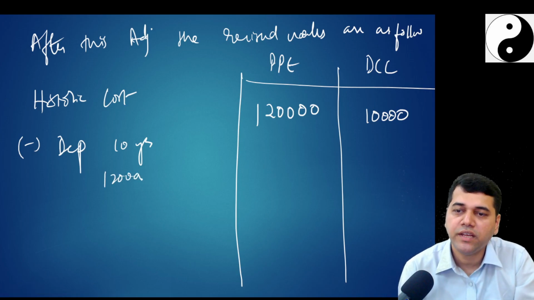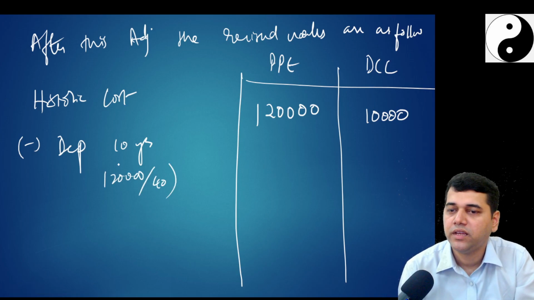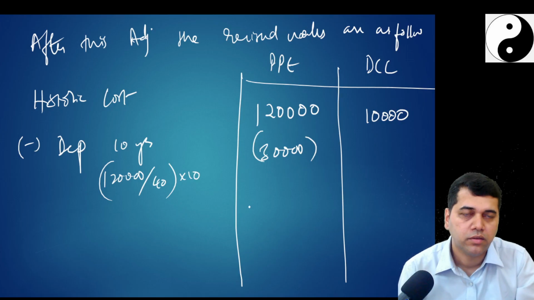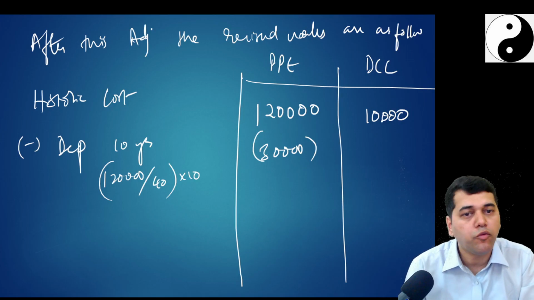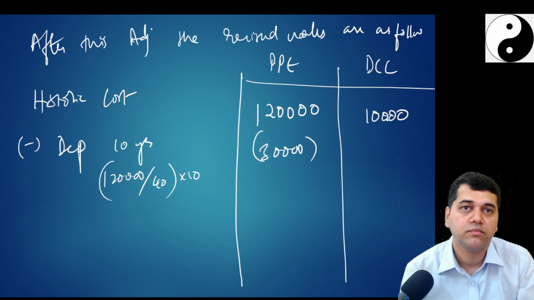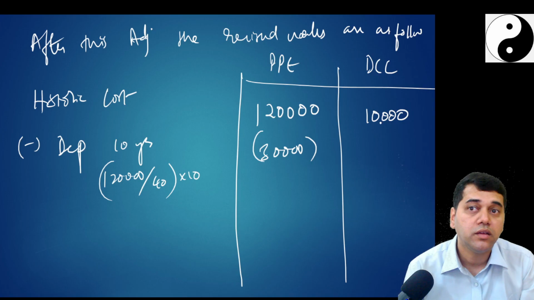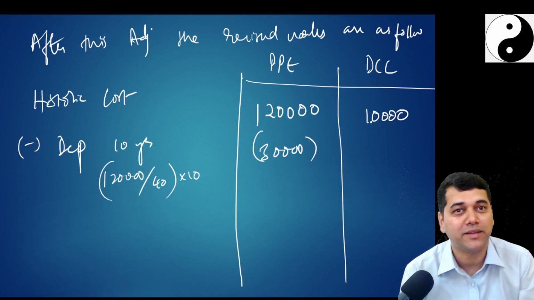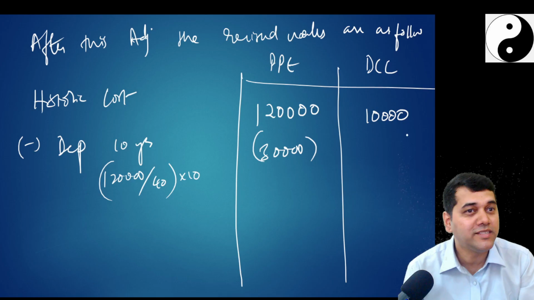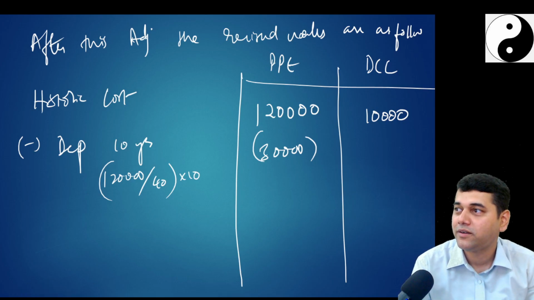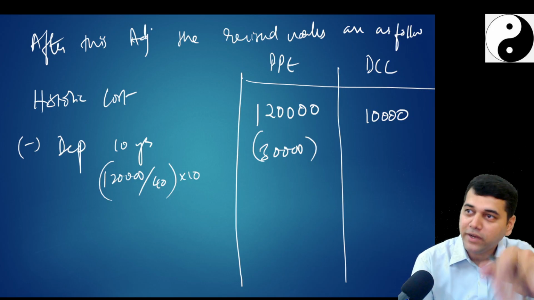One lakh 20 divided by 40 into 10, 30,000. Now, what is going to happen to the decommissioning liability? Increase or decrease? Decrease. Liability is going to decrease, or liability is going to increase as the time passes? What is this 10,000? You have to reach 70,400, 40 years down the line. Unwinding of the discount means what?